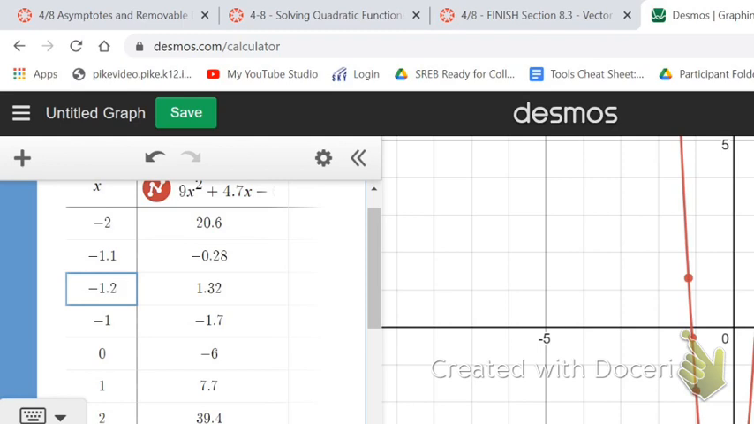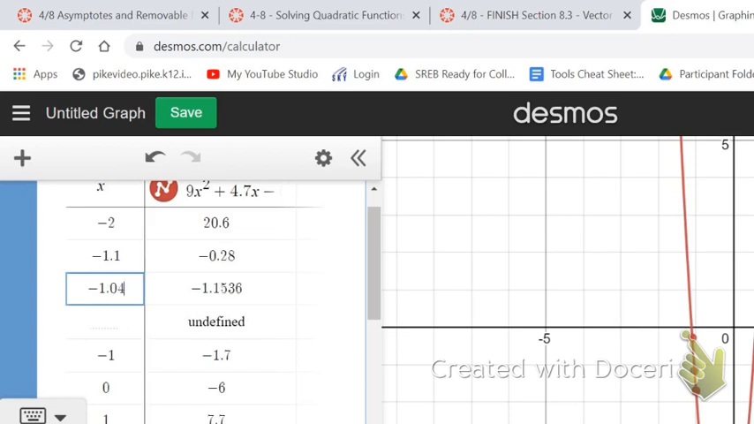Turn to a positive number. That one's still closer to 0 though, right? So maybe -1. Hold on. Oops, that's not what I wanted to do. Tell me what to try. -1.04. I think this one's like the closest we've gotten so far, right? 1.15, okay. Ooh, that one's pretty close.